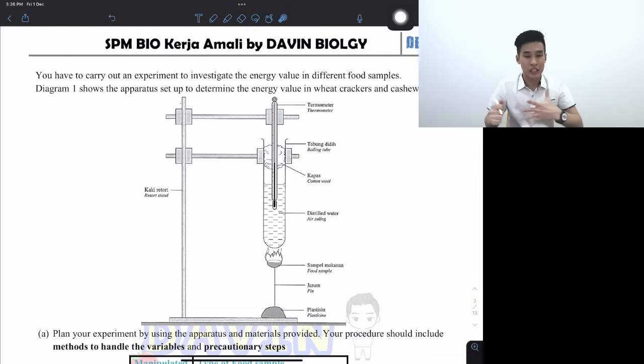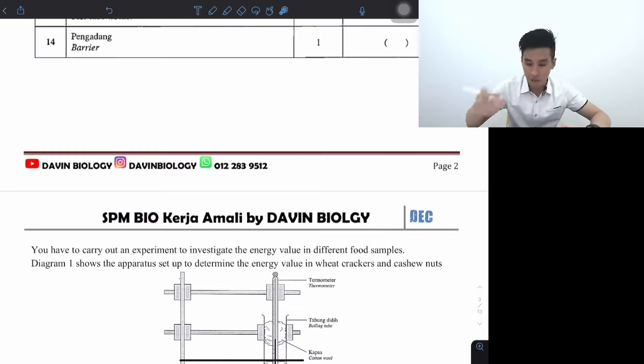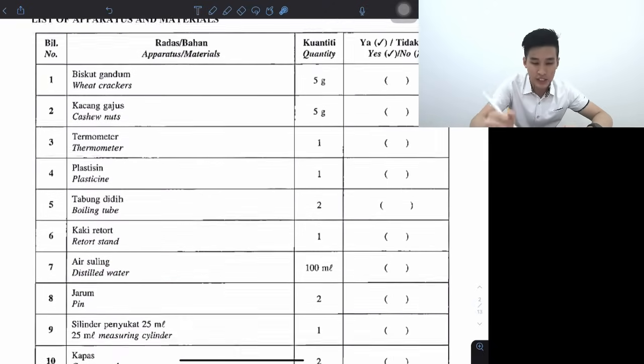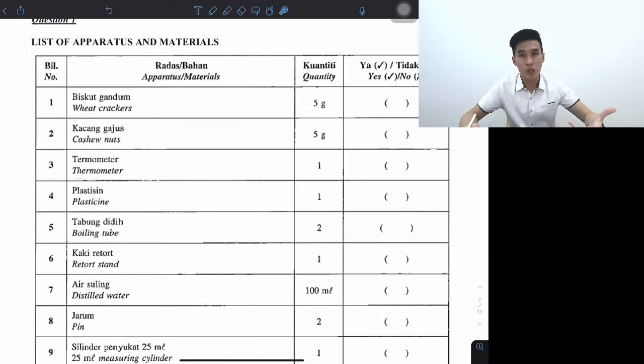If you don't know what this experiment is about, basically it is to investigate the energy value in different food content. The two foods we have for this example experiment are wheat crackers and cashew nut. Before you do the experiment, it's best to know which food has a higher energy value, so that when you are done, at least you know what to expect. And if you did it wrong, you have time to repeat the experiment.